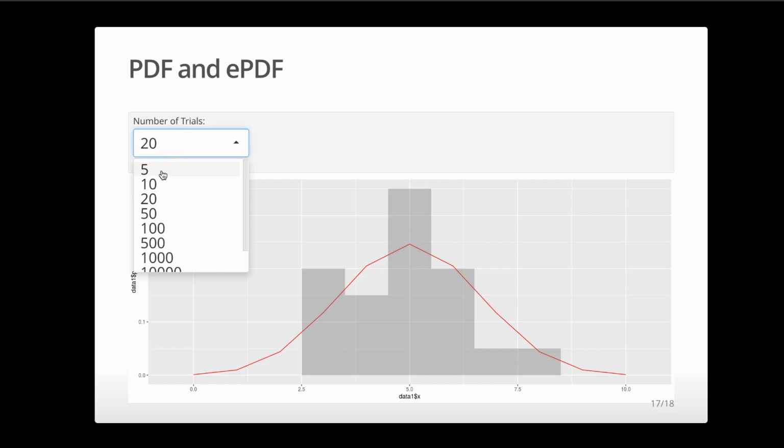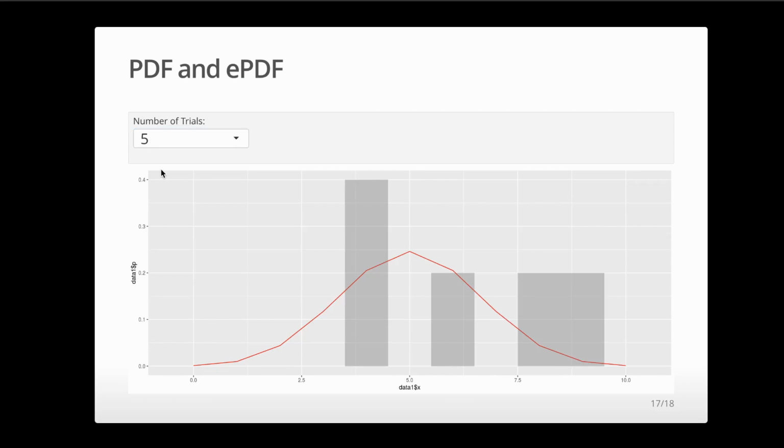So here we can set how many trials we want to do. If we do 5 trials, how many times do we get various outcomes? In this case, it looks like we got 9 once, 8 once, 6 once, and 4 two times, right? Well, that doesn't look like the PDF at all, right?